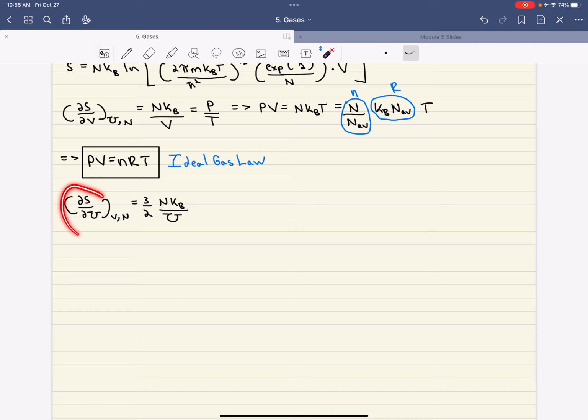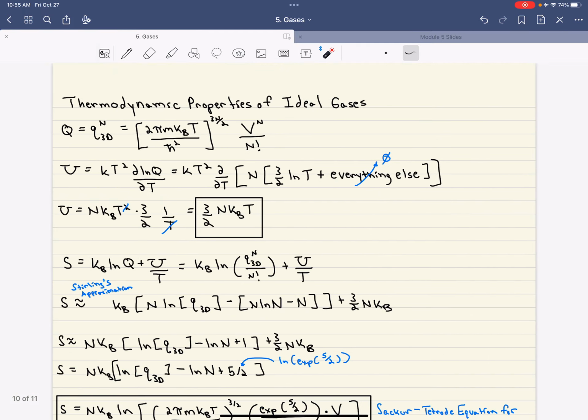But we also know that one of the fundamental properties of entropy is that dS/dU gives you inverse temperature. And so if we rearrange the equation, what we get is that the internal energy is once again equal to 3/2 kB n T. Okay? All right, and so this is the same result that we got previously on the other page when we did the transformation directly from the total system partition function.